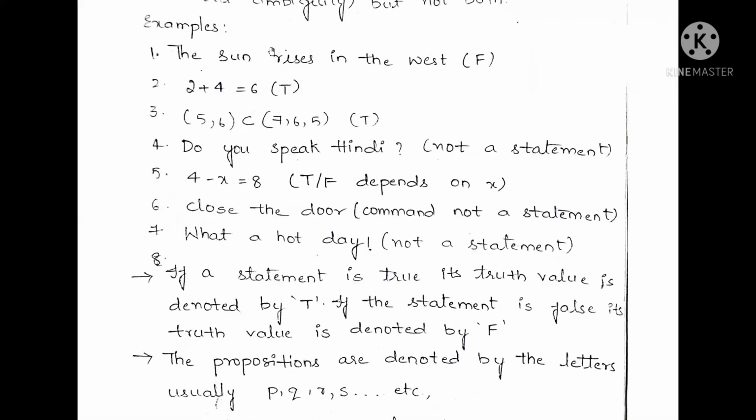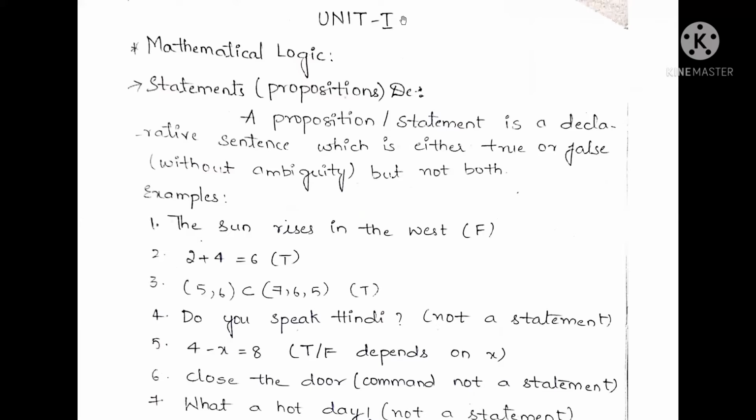So the first definition is statements, also known as proposition. What is a statement or a proposition? Let us look into the definition. A proposition or a statement is a declarative sentence which is either true or false. It just declares whether it is true or false, but not both. A statement cannot have both a true value and a false value. Either it is true or it is false, but not both, without ambiguity.